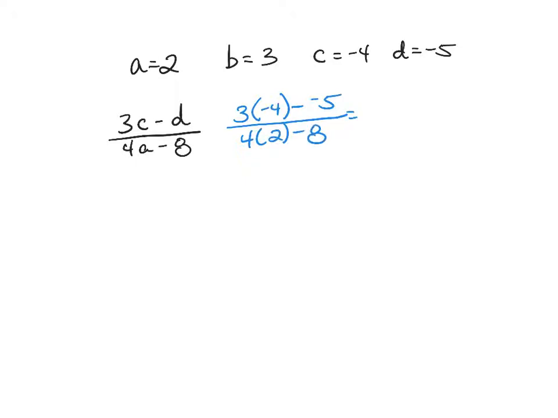If I do the top, 3 times a negative 4 gives me a negative 12. I have negative 12. It's subtract a negative 5. I'm going to add the opposite to that. So I'm going to actually add 5. So on the top now, I have negative 12 plus 5. Negative 12 plus 5 gives me a negative 7. On the bottom, I have 4 times 2, which is equal to 8. I have 8 subtract 8, which is equal to 0.